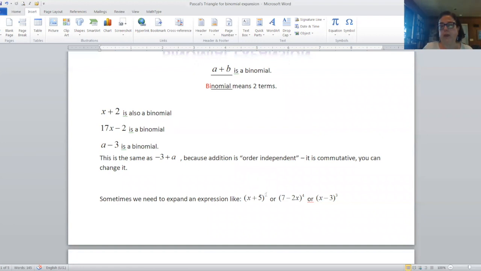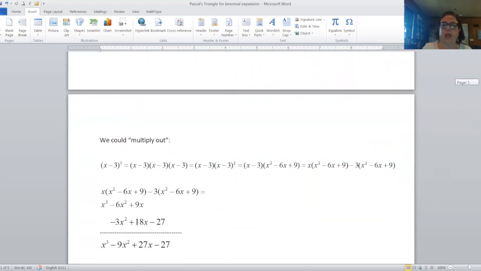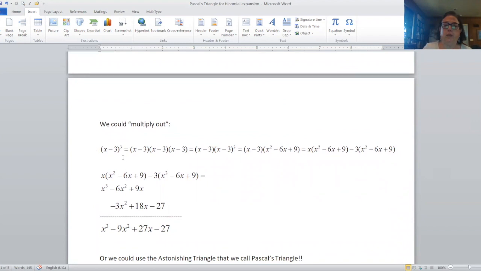But once we have to multiply it by itself 2 or 4 or more times, it can become an extremely tedious and error-prone task. So we're going to look at x minus 3 cubed. And the standard way to do this would be to multiply out. So x minus 3 cubed means x minus 3 times x minus 3 times x minus 3. And we can kind of group these because we don't want to multiply all three in one shot. That requires a special algorithm.